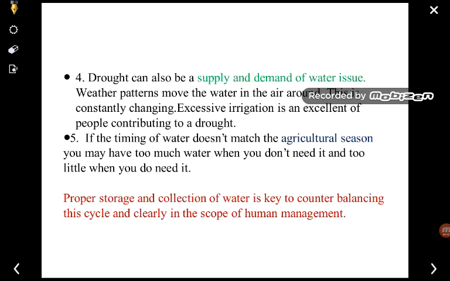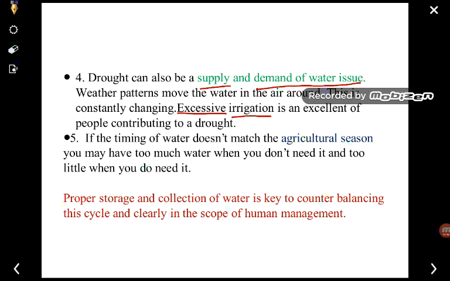One of the most important drought causes is excessive irrigation. This is an excellent example of humans causing the drought. Drought can also be a supply and demand of water issue. Water related issues are also a kind of reason for the drought. Next, if the timing of the water does not match the agriculture season, you may have too much water when you don't need it and too little when you do need it.